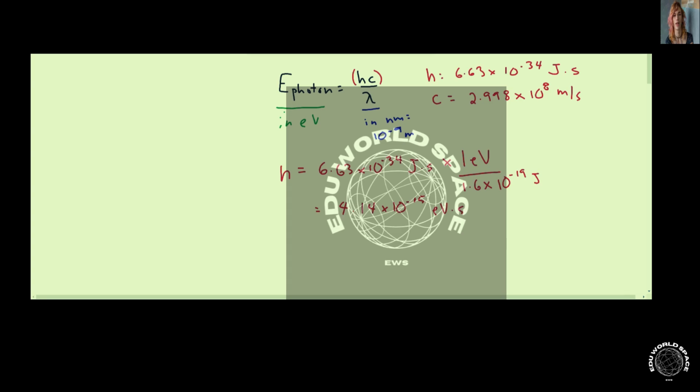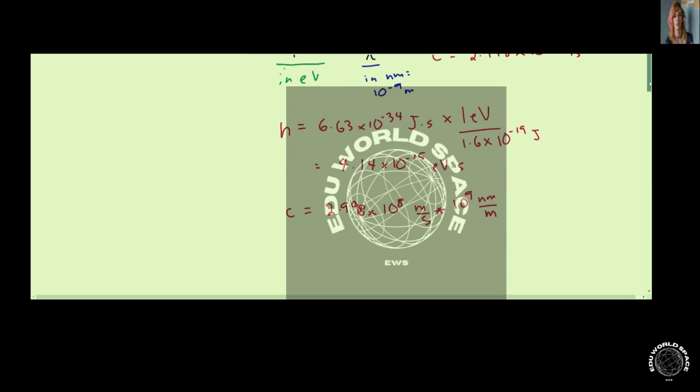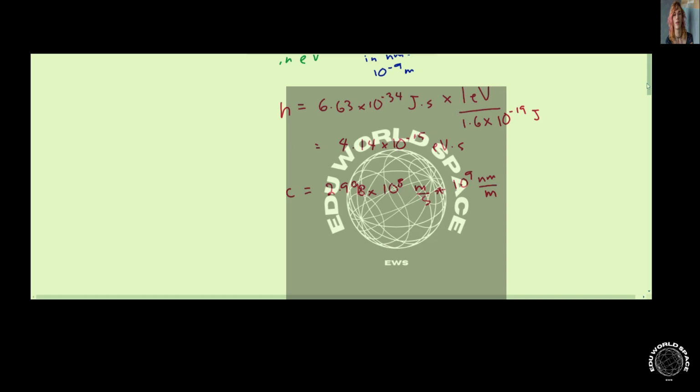What we're going to do with the speed of light is we will simply convert it into nanometers per second instead of meters per second. And to do that, you want to multiply by 10 to the 9th nanometers per meter. So nanometer is a little tiny unit, which is useful for atomic physics. Okay, and that is easy. You just get a different power.